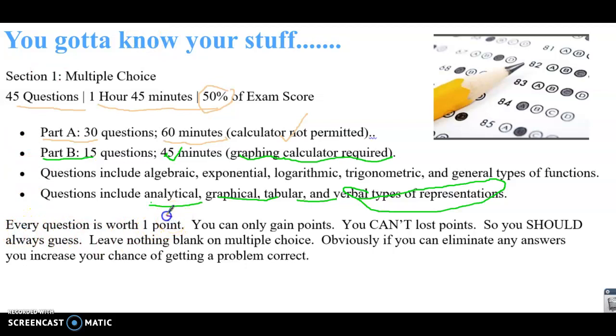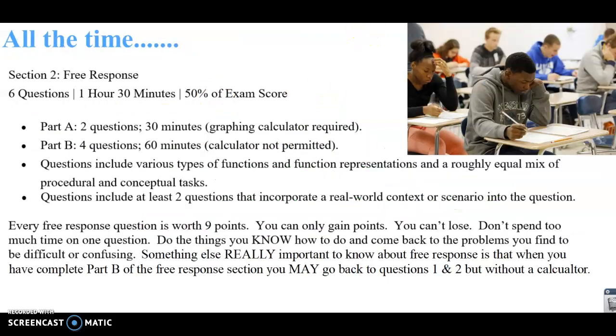Every question on the multiple choice is worth 1 point. So think of it like $1. Every time you get a question right, you gain $1. And you can only gain points. You can't really lose anything. So there's no penalty for guessing. On the multiple choice section, you should guess at anything that you're not sure about. If you run out of time, hopefully that won't be the case, but you should guess. Leave nothing blank on the multiple choice. Obviously, if you can eliminate any answers, you increase your chance of getting a problem correct. So as we said, you've got to know your stuff all the time.